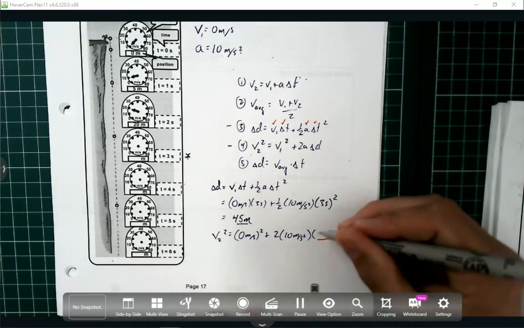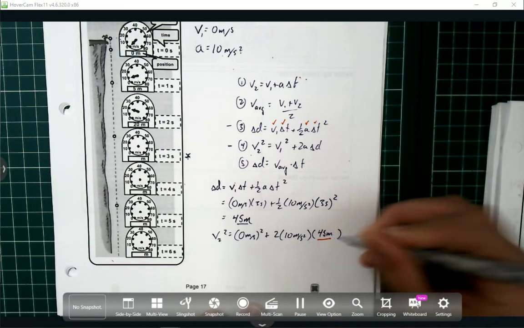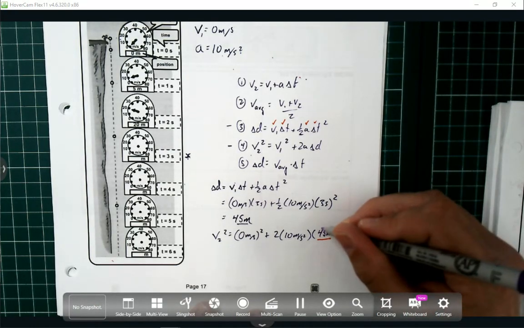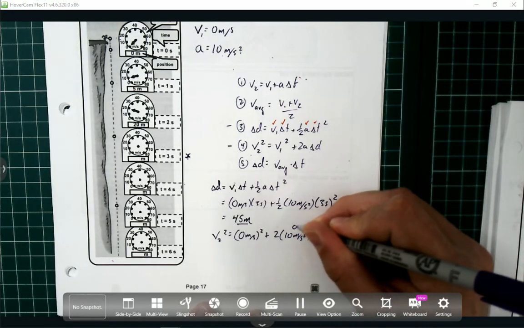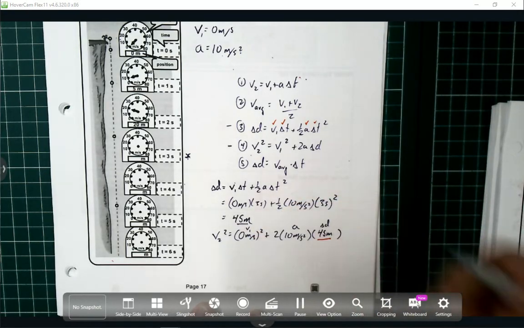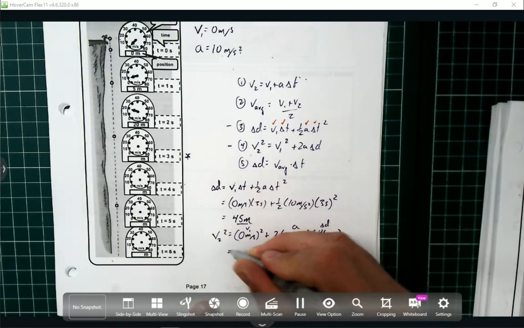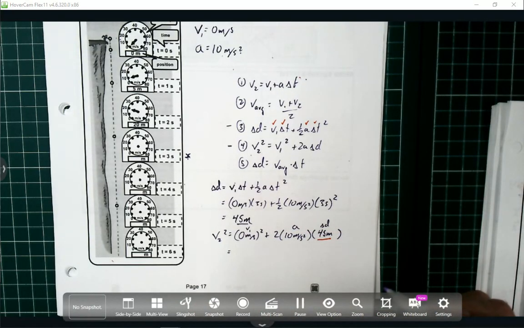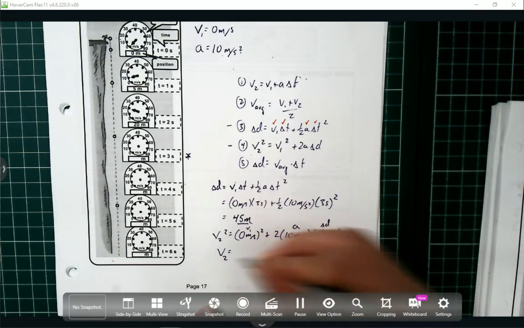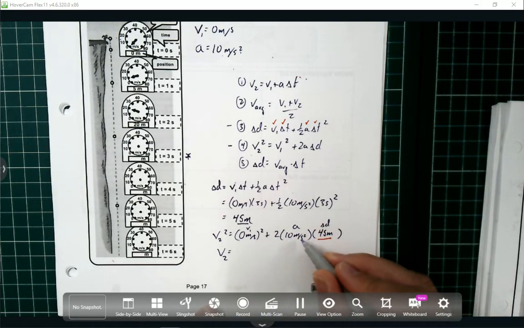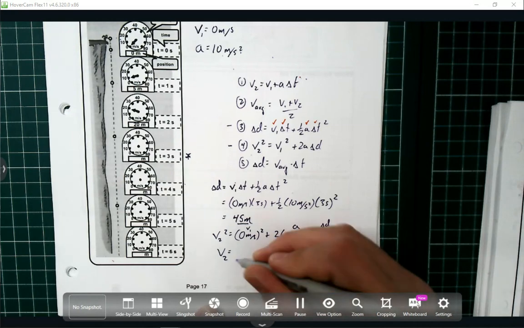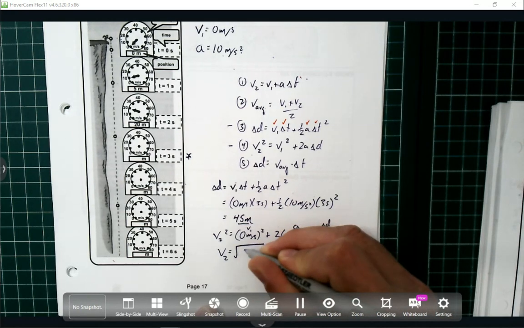I say, okay, well, 45 meters. Right, because this is our delta D, this is our acceleration, this is our V1 squared. And again, I can't quite do this one as head math, because V2 is going to be the square root of 2 times 10 times 45. 45 times 10 is 450. 450 times 2 is 900. So it'll be the square root of 900.